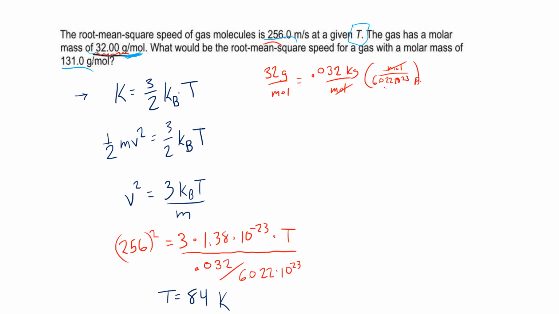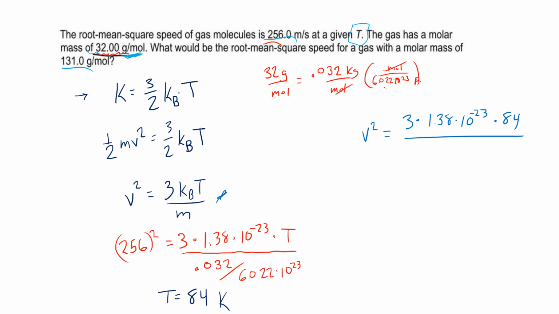All right, so let's look at part 2. Now we know the temperature, we're going to figure out what the speed of the second gas is. So I'm going to start from here. V squared is going to equal 3 times kB, 1.38 times 10 to the negative 23, times temperature, which is 84.